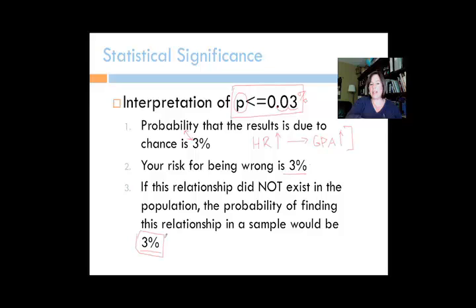So that is basically another way of saying that if the relationship does exist in the population, we can be 97% certain that we'll find it in our sample. So they're saying the same thing, all three of these, but they're three slightly different interpretations of p less than or equal to 0.03. P standing for probability. This statement is about statistical significance. That's how you interpret that.